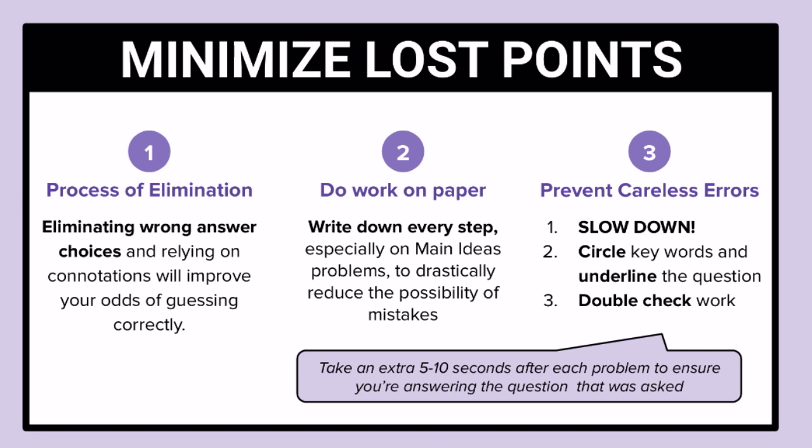So some few ideas we have here is number 1, process of elimination. You can always, as I said, eliminate the wrong answer choices and rely on connotation. So do you think the answer choice has a positive connotation, a negative connotation, and maybe that can help you to improve your odds of guessing correctly.